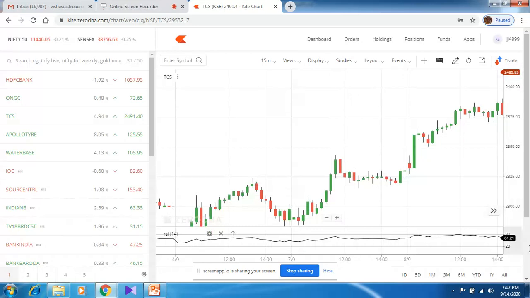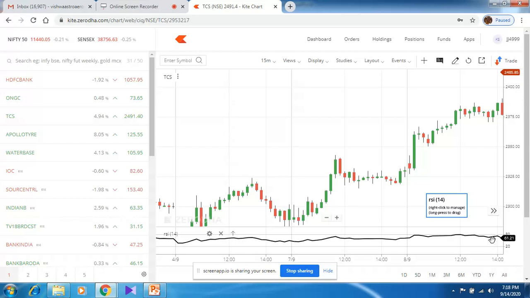Basically, the RSI indicator stands for Relative Strength Index. Now, this index or this curve usually tells us whether the stock has been overbought or oversold. If it is overbought, then we have to sell it. If it is oversold, then we have to buy it.